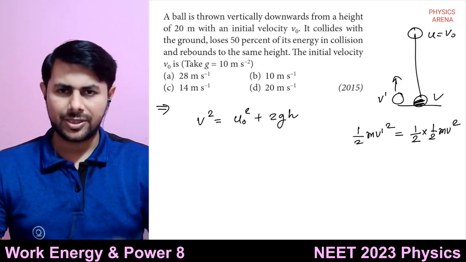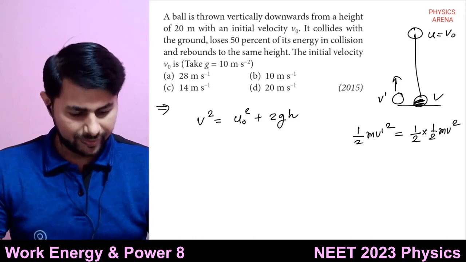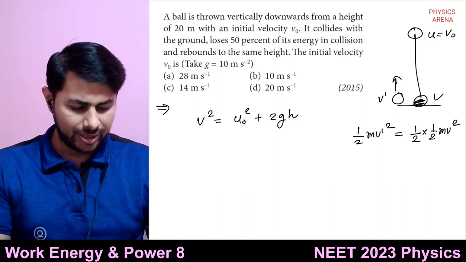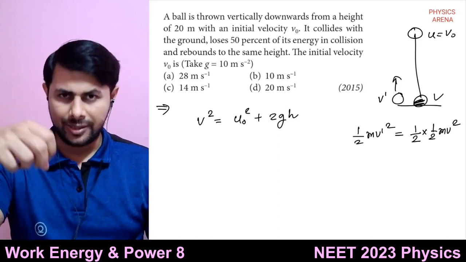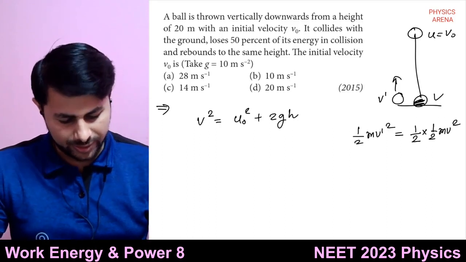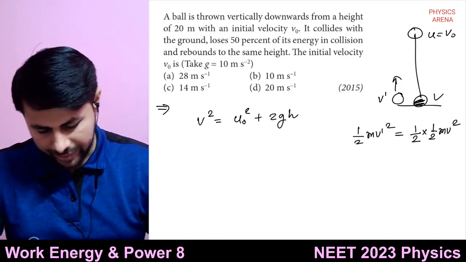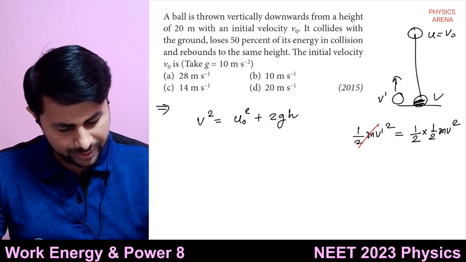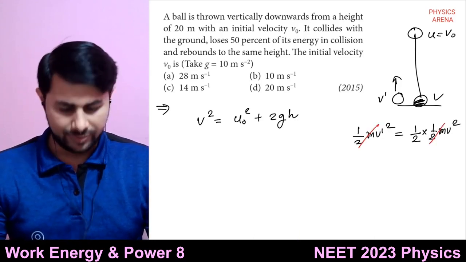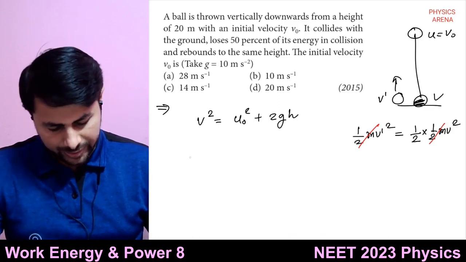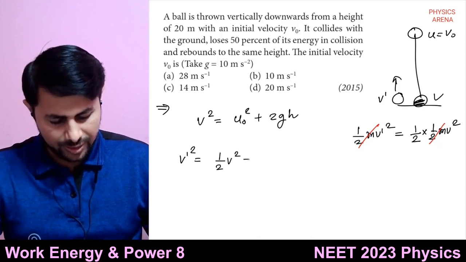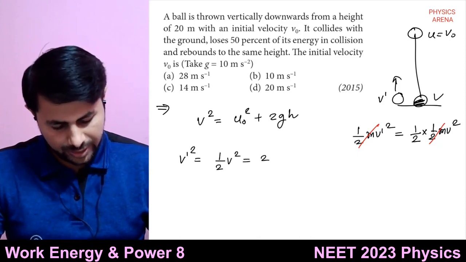The speed with which it rebounds, all right, is equal to what? So the kinetic energy with which it rebounds is half of the kinetic energy with which it strikes. Okay, because 50% energy is lost. So m and this half can get cancelled. So you get v dash square is half of v square. Okay, so v dash square, which is half of v square, is equal to, can you say 2gh?